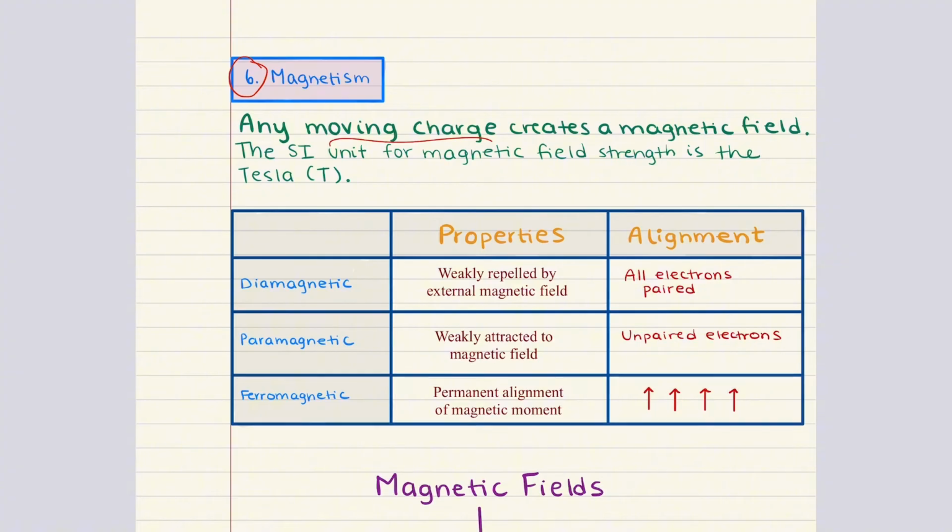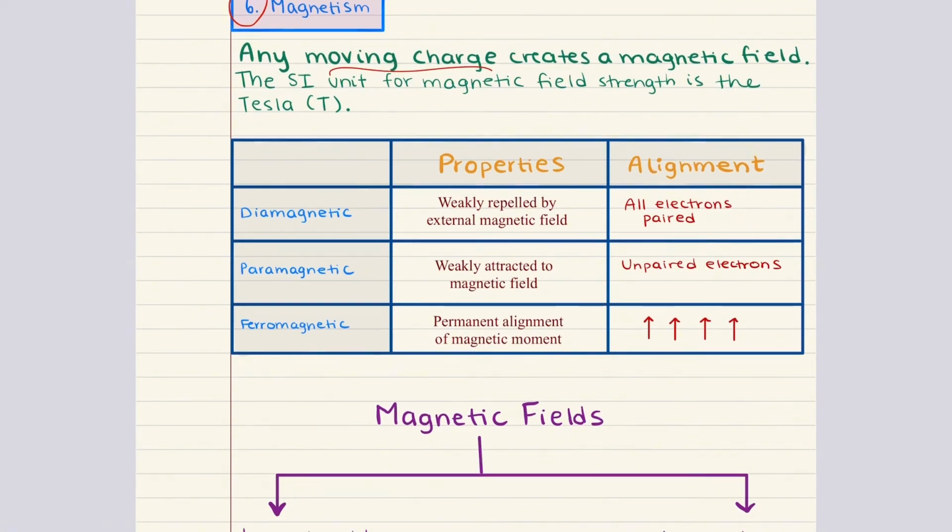Now, the strength of a magnetic field is measured in Tesla. This is the SI unit for magnetic field strength. A Tesla is quite a large unit, so we often encounter smaller fields measured in micro or millitesla in everyday situations. In addition, magnetic materials are classified into three main categories based on their response to an external magnetic field. We have diamagnetic, paramagnetic, and ferromagnetic materials.